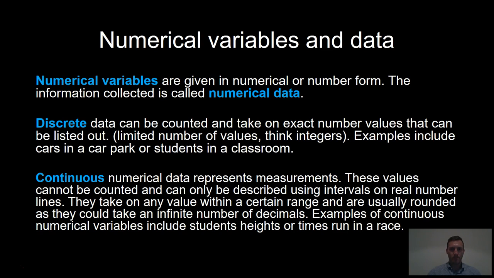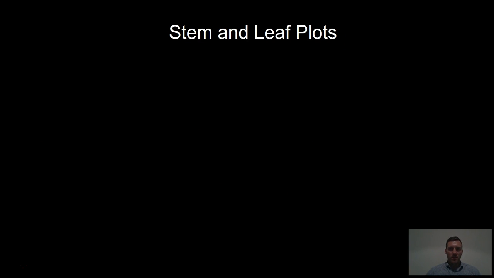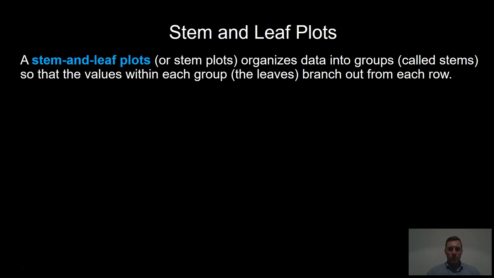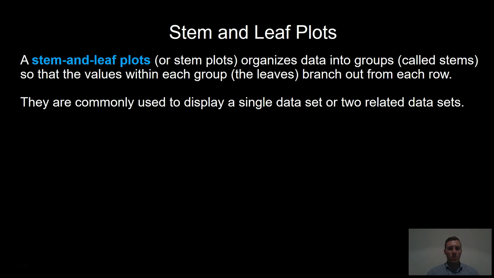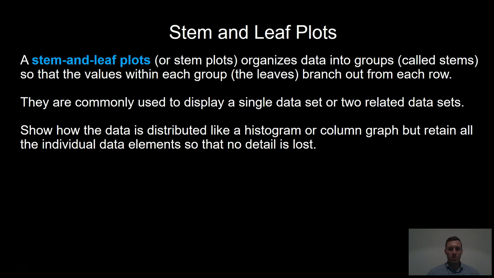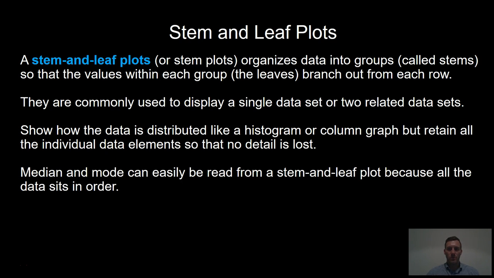Think of measurements. A stem and leaf plot, otherwise known as a stem plot, organises data into groups called stems so that the values within each group, called the leaves, branch out from the row. A stem and leaf plot is commonly used to display a single set of data or two related sets of data. They help to show how this data is distributed like a histogram or column graph, but retain all the individual data elements so no detail is lost. The median and mode, which we'll cover in a future video, can still easily be read from a stem and leaf plot because all the data sits in order.